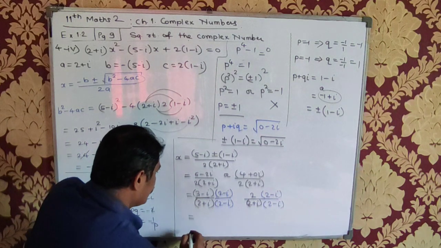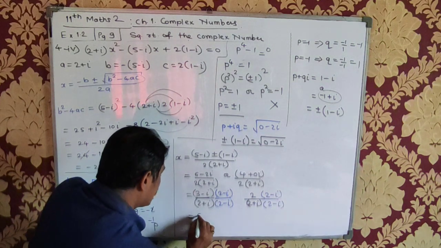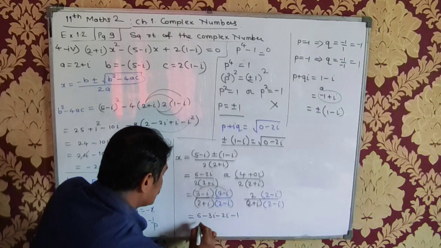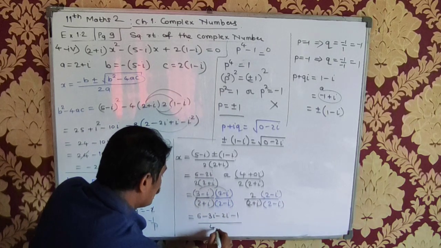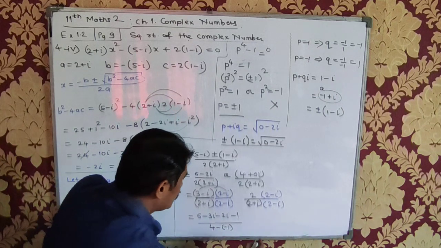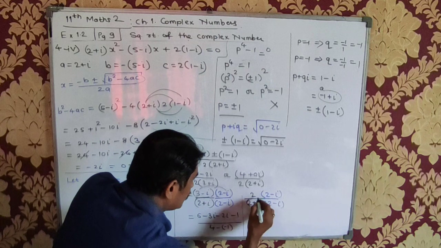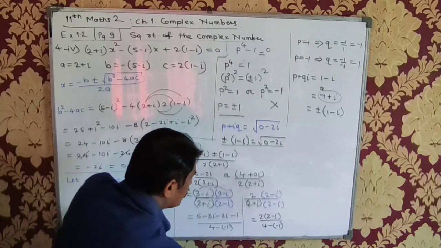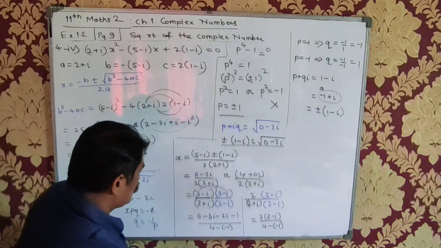So that will give me 6 minus 3i minus 2i plus i square, that is minus 1, upon 4 minus i square, minus of minus 1. Okay, and here 2 into (2 minus i) upon 4 minus of minus 1. Correct? Altogether, what will come now?